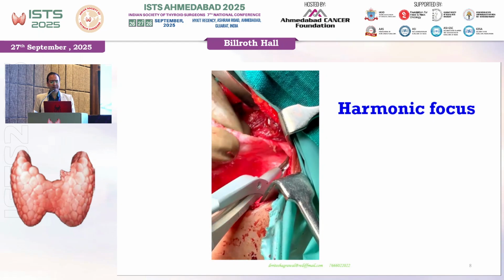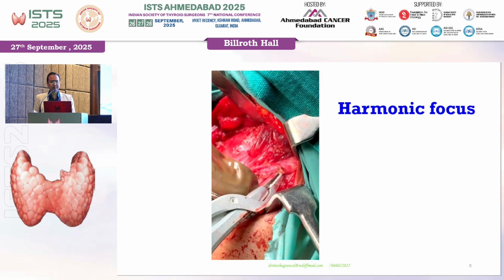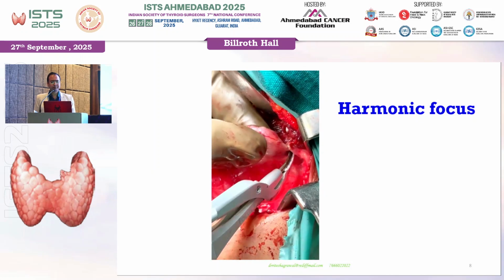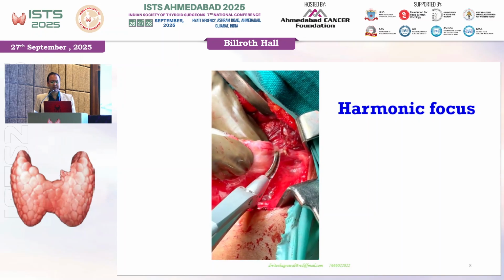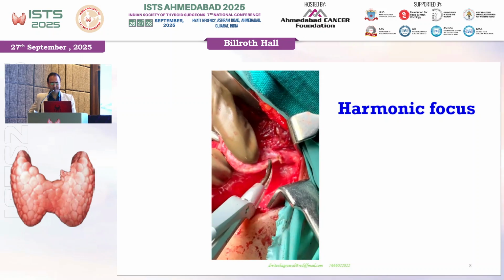And when we do the posterior dissection, remove the capsule of fascia. Keep on lifting the thyroid up and medially. This is the point where you will find the capsule of the parathyroid or the parathyroid itself. Preserve it, it will get down.